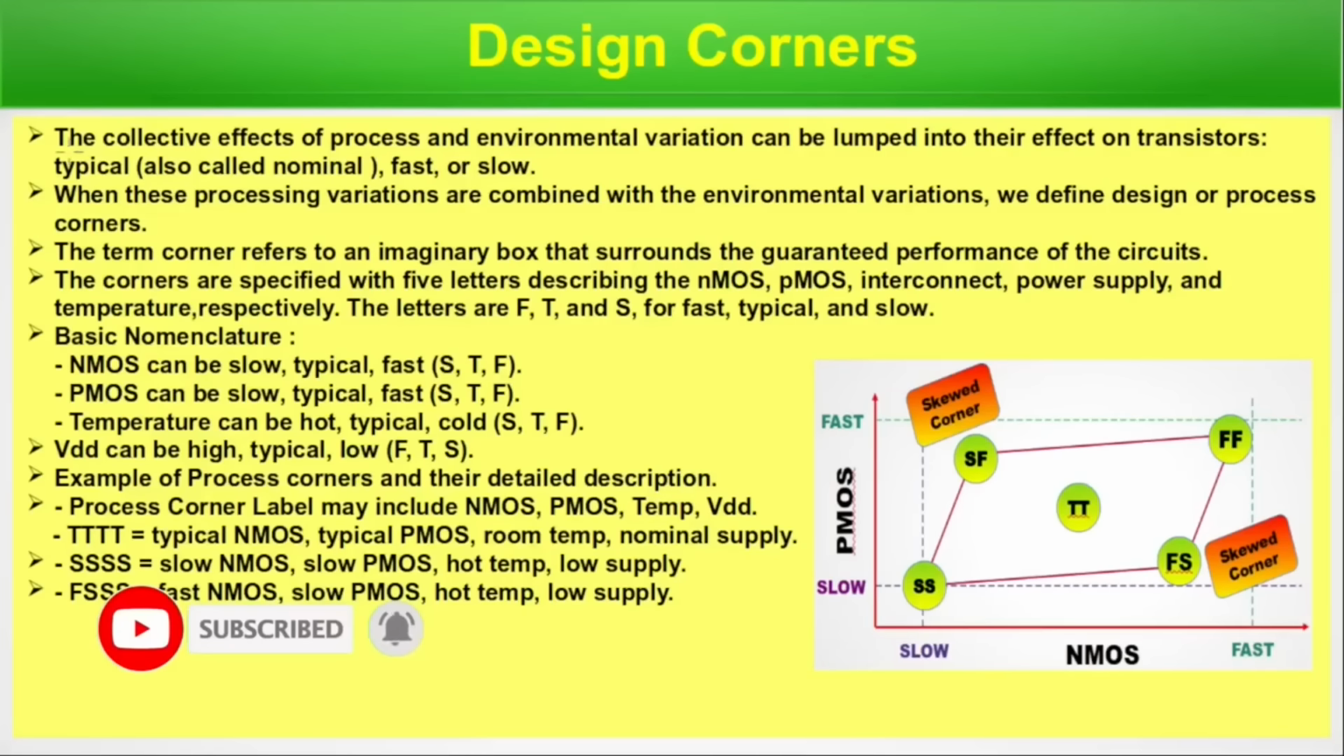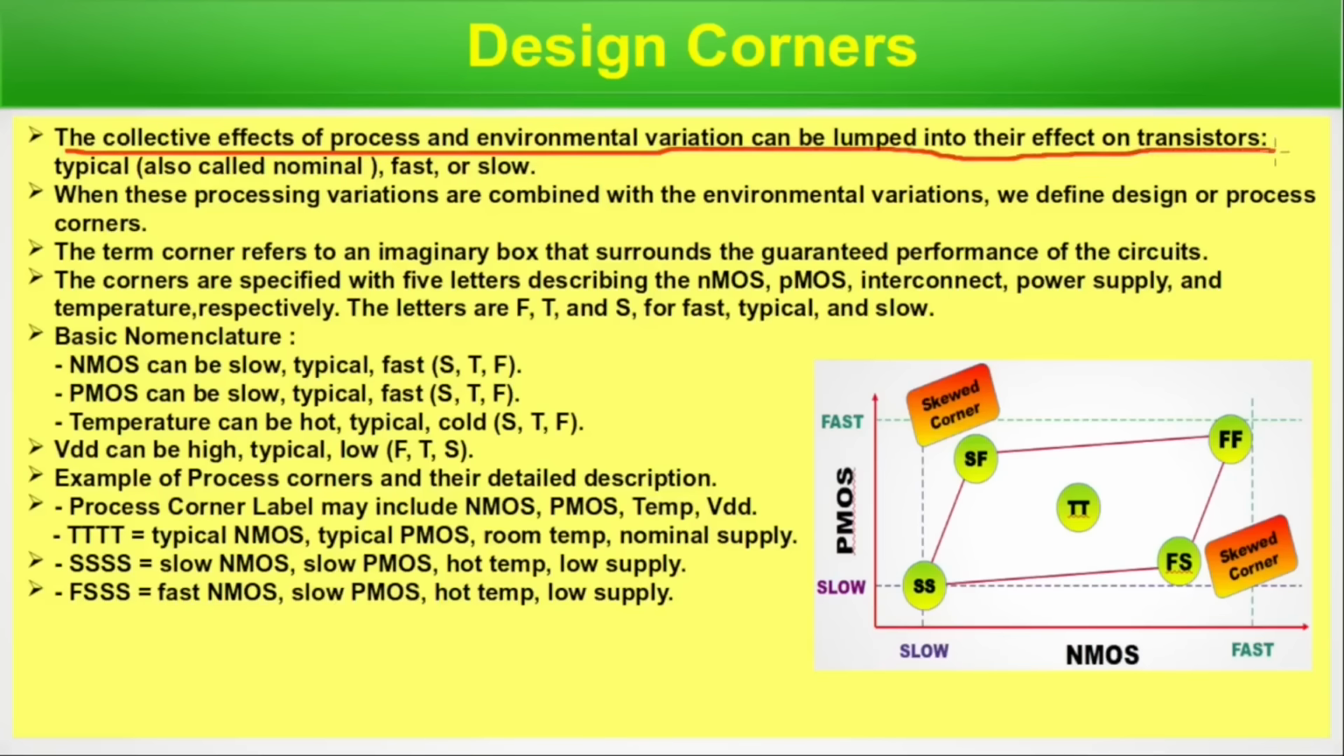Design corners. The collective effects of process and environmental variation can be lumped into their effect on the transistor: typical, also called nominal, fast or slow, T, F and S. When these processing variations are combined with environmental variations, we define design or process corners. The term corner refers to an imaginary box that surrounds the guaranteed performance of circuits.